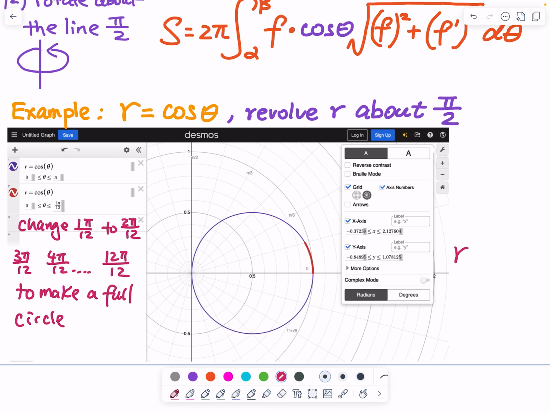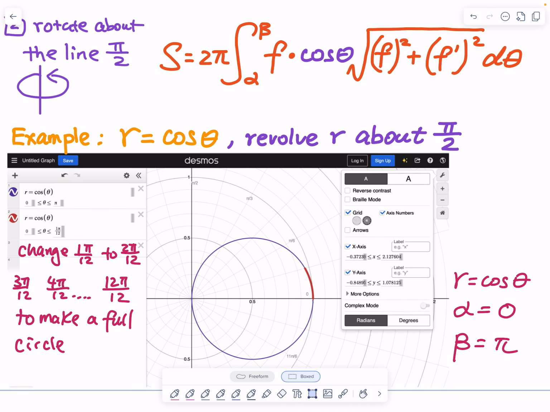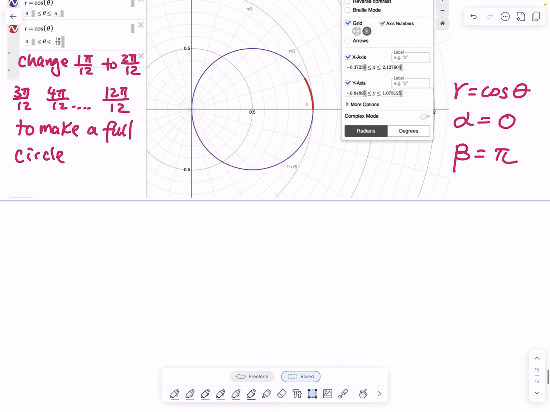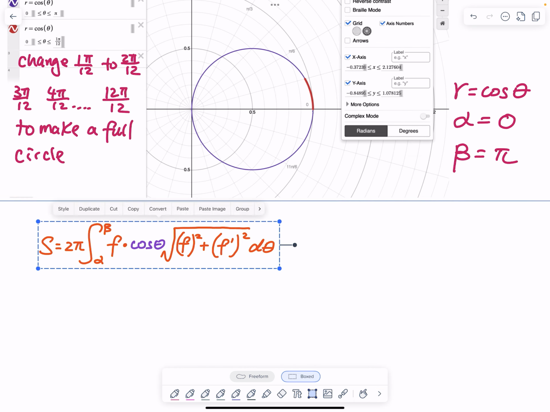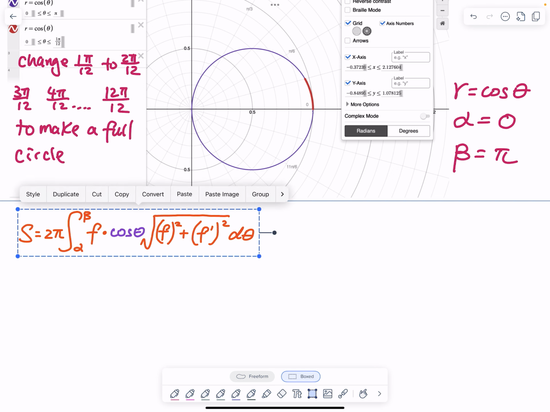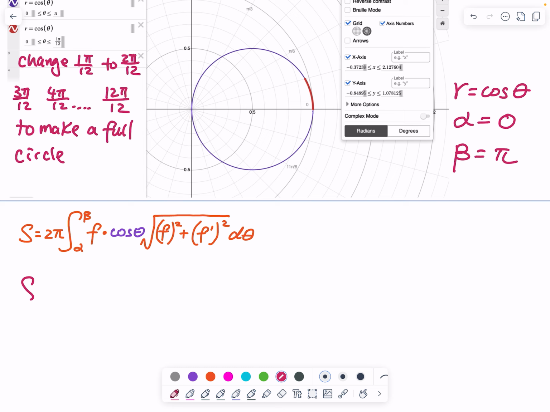So this one is r equals cosine theta, alpha is equal to 0, and beta is equal to pi. Let's do the revolve of r about pi over 2. Then we will follow this formula. Let me just copy this formula and paste it over here. We can make that smaller. And then my integral is, let's do that. I have S equals 2 pi, and then from alpha to beta, from 0 to pi.